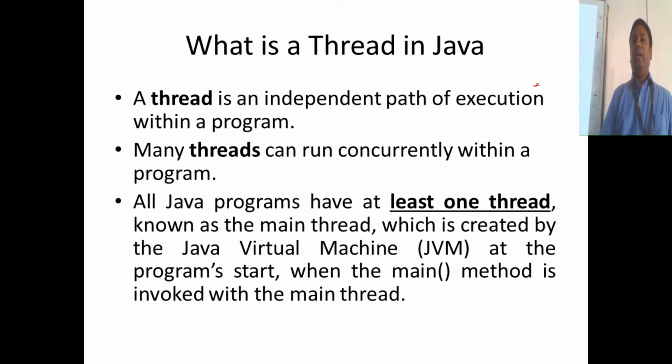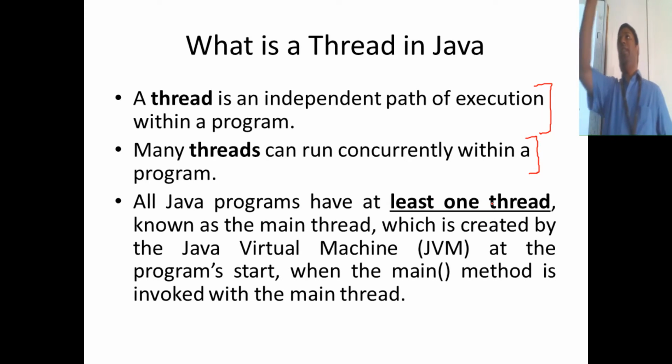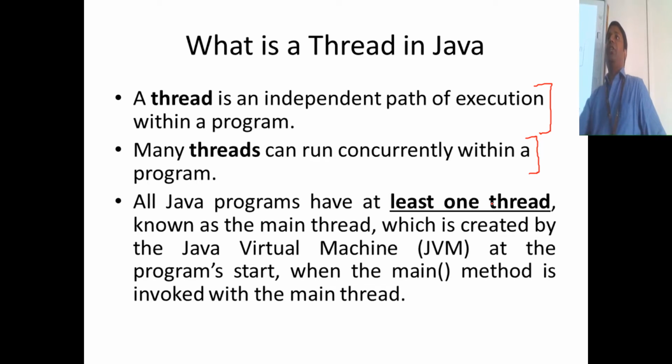So what is a thread? A thread is an independent path of execution within a program. Many threads can run concurrently within a program. All Java programs have at least one thread. Main is also a thread. It has its own independent path of execution, starting from the first line and going to the end, right? So main is also one thread. So how do you create threads is the question.